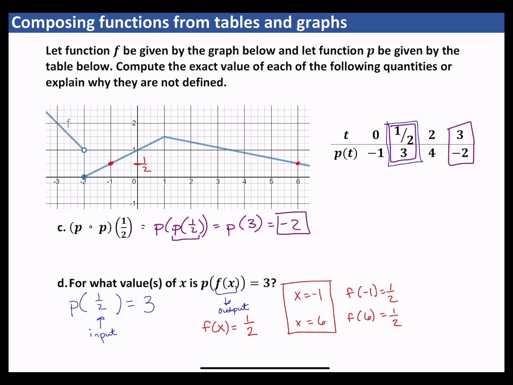I would encourage you, before you move on, to verify that p of f of -1 does indeed equal 3, and that p of f of 6 does indeed equal 3. We can check our answer that way.